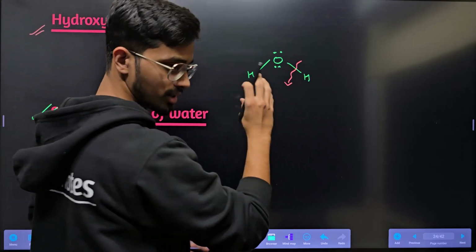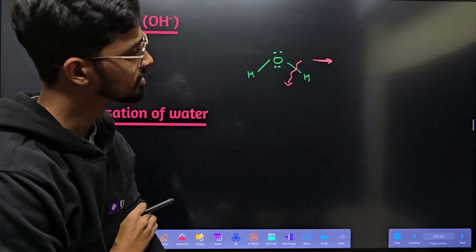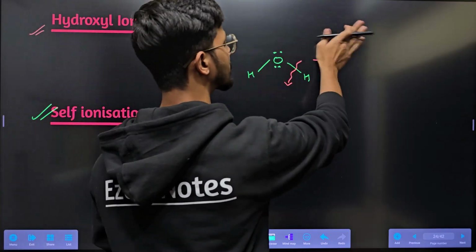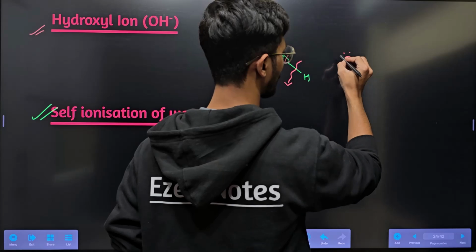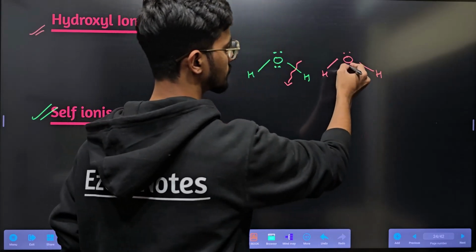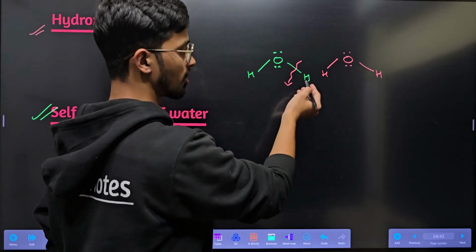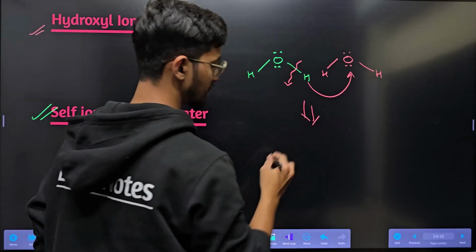If water loses one hydrogen, why does it lose one hydrogen? To ionize with another water. See, there is another water molecule. If this loses one hydrogen, obviously this will accept one hydrogen. Now it will form like this.